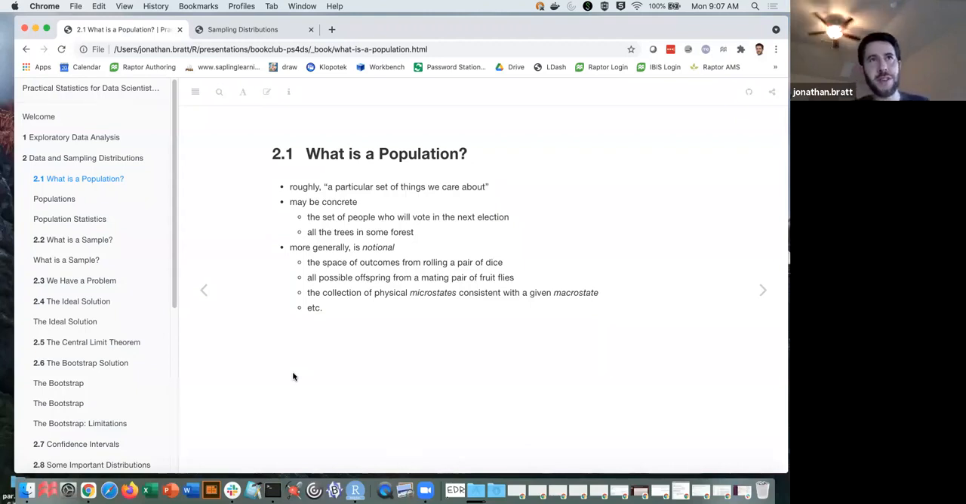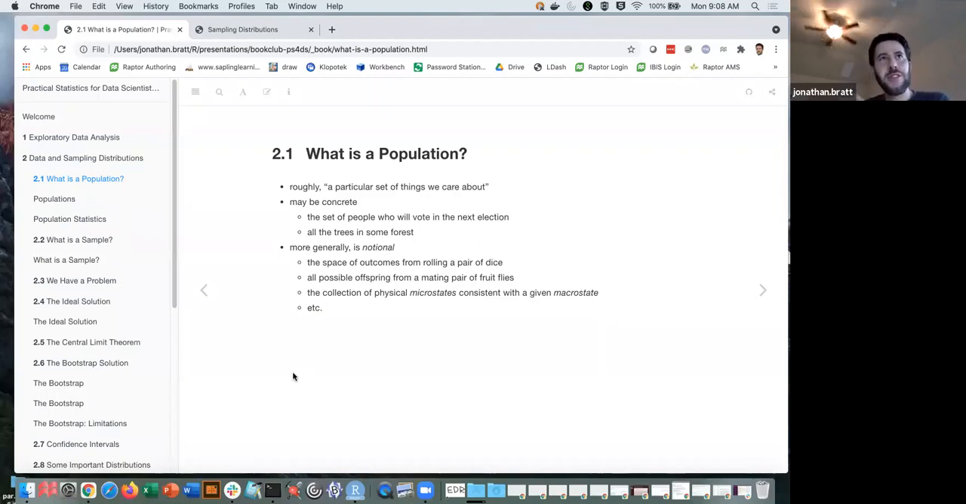A concrete population that we might care about is the people who will actually vote in the next election. And I'd like to understand that population for certain purposes. Another population that we might care about is, let's say I have a breeding pair of fruit flies, and there's a whole set of possible offspring they could have. That set of possibilities is another population. Now, there will never be all the actual individuals possible from that population because it's a huge abstract set of possibilities, but that's a population.